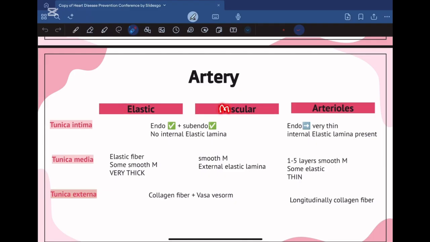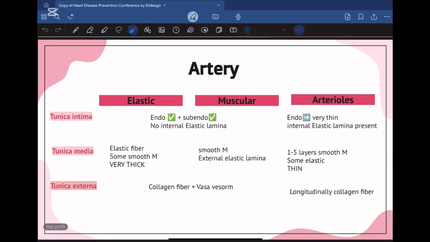Moving on to the muscular, we call them medium sized arteries, for example the femoral artery and radial artery, and lastly the arterioles. The arterioles are the smallest arteries and they are called the resistance arteries, and this is more focused on physiology. We can see this discussed more in physiology: resistance arteries, why they are resistant, etc.